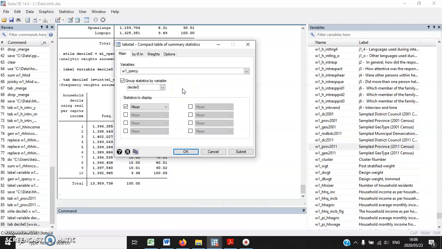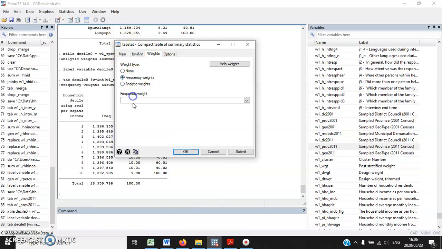Okay. Happy with that? Weight, integer weight, W1, oopsie, underscore WGT.